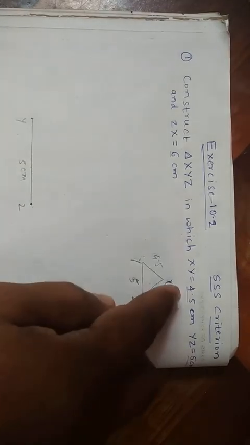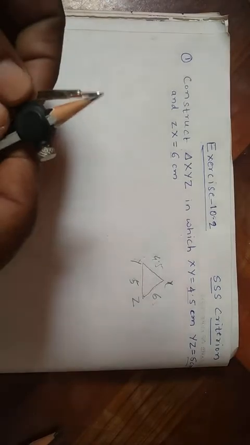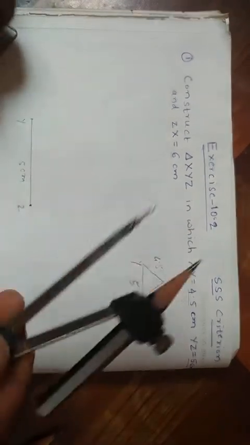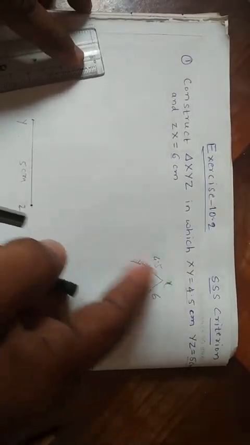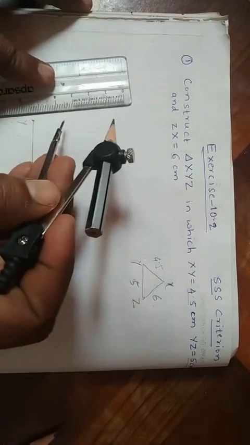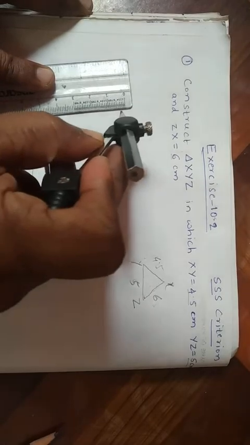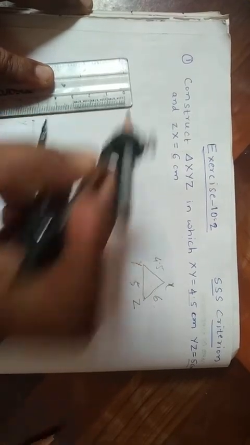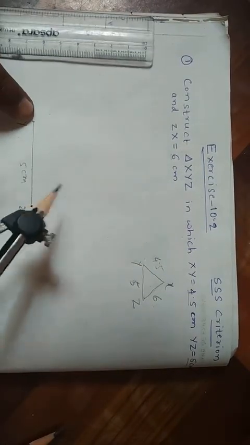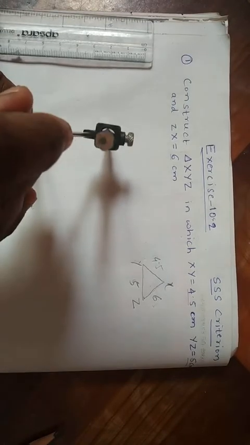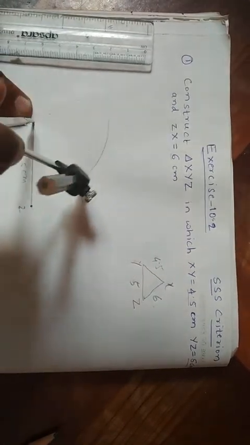The next step is to take the measuring compass. In this we have to take XY. XY is 4.5 centimeter, so we take 4.5 in the compass, keep the needle at Y point and draw one big arc like this.